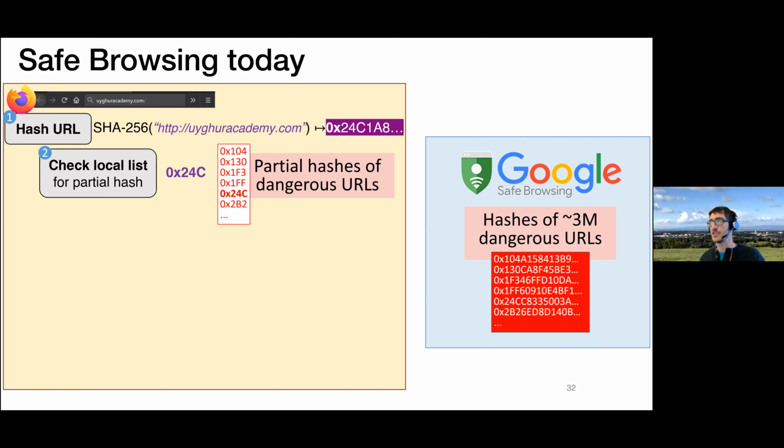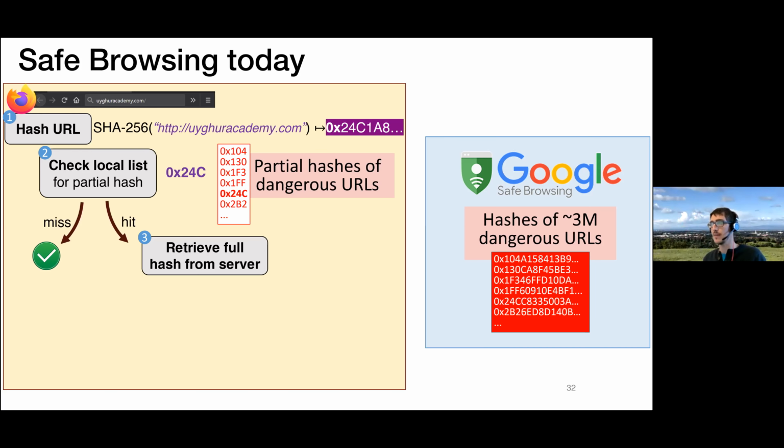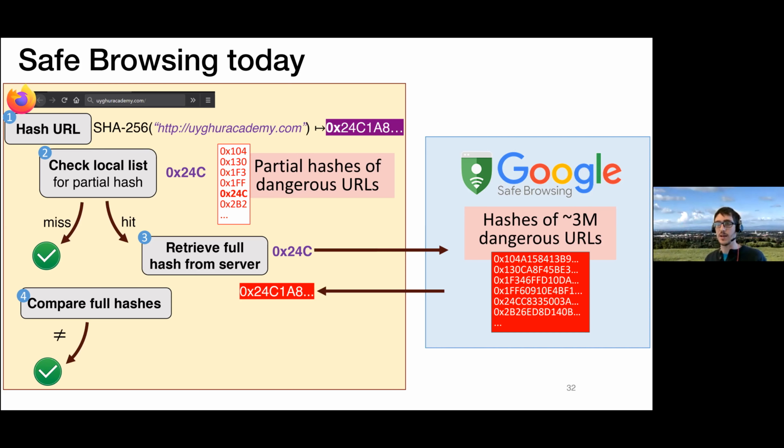Anyhow, the client hashes this URL and first checks its local list of URLs, whether it contains this partial hash. If the partial hash doesn't appear on the list, then surely it also doesn't appear on the full list. So this is a safe URL and the client just continues browsing. Otherwise, it needs to check whether this is a dangerous URL or just a hash collision and a false positive, in which case the client queries the server, sends the partial hash, obtains the full hash, and then compares the full hashes again to check whether this was a false positive or is in fact a dangerous URL, in which case you get this red warning screen.